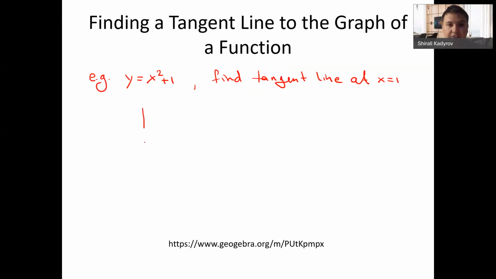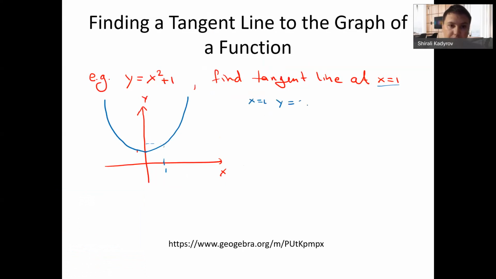If you roughly sketch the graph, this is a parabola. When x equal to 0, this is 1. Let's pick a different color. This is some sort of a parabola like this, right? And I'm looking for x equal to 1, somewhere here. So when x equal to 1, y is equal to 2, right? So this is supposed to be 2.